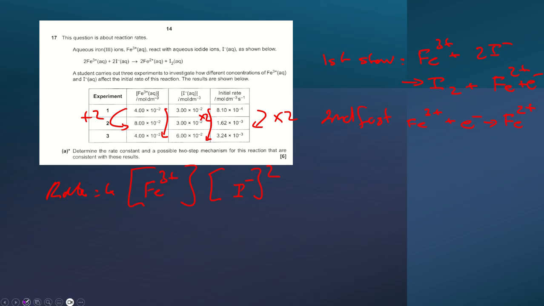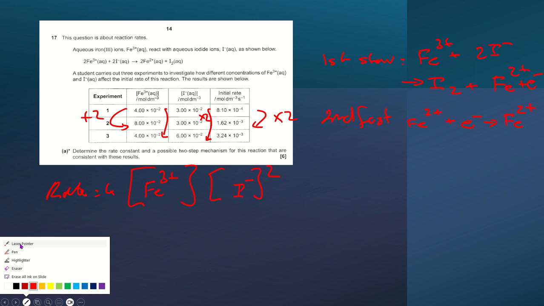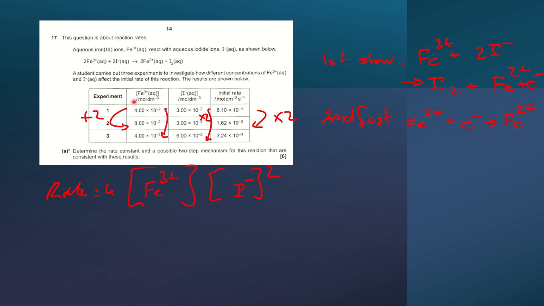Okay, so if we look at this one, the first thing we had to do here was to work out the rate equation. So I just took experiment 1 and 2 where the iron 3 changed only and the iodide didn't change. So the iron 3 doubled, the rate doubled, so iron 3 is first order. Then I took experiment 1 and 3 where iron 3 remains constant, iodide doubles, the rate goes up by a factor of 4 from number 1 to number 3, so iodide ions are second order.